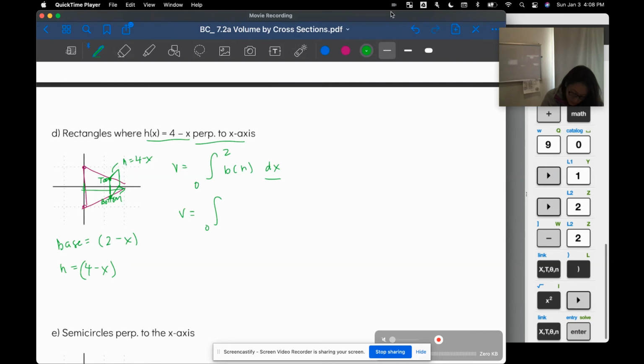So from 0 to 2, that's the depth, remember? And then the area, base times height, is the area of the shape coming out of our graph here. So the base is (2 minus x) times (4 minus x) dx. This time I did not simplify this when I plugged it into my calculator. I plugged it in just like this, and I got the volume is equal to 6.6 bar.